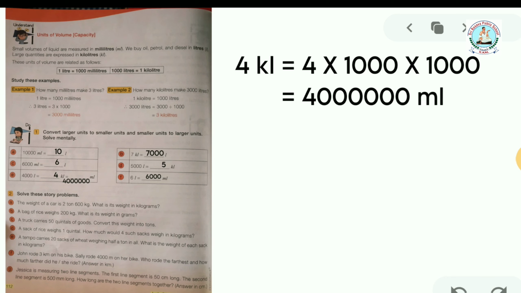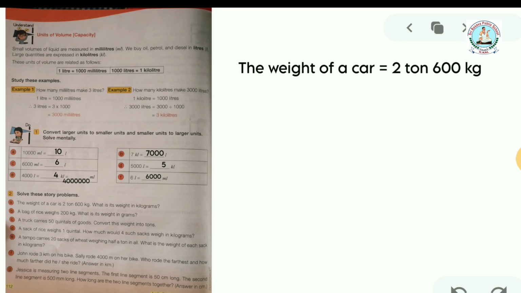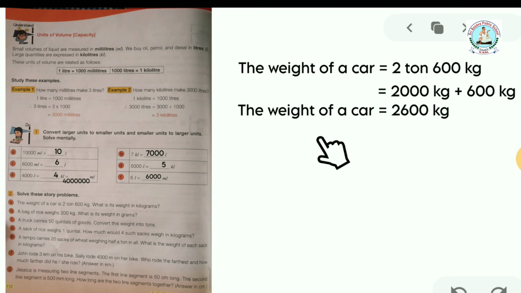Let's move on to story problems. The first one is about a car. The weight of a car is 2 ton 600 kg. This is the weight of one car. What is its weight in kilograms? We know that 1 ton equals 1000 kg. So 2 ton means 2000 kg and 600 kg, let it be as it is. When you add both the weights, we get 2600 kg. So the weight of the car in kg is 2600 kg.